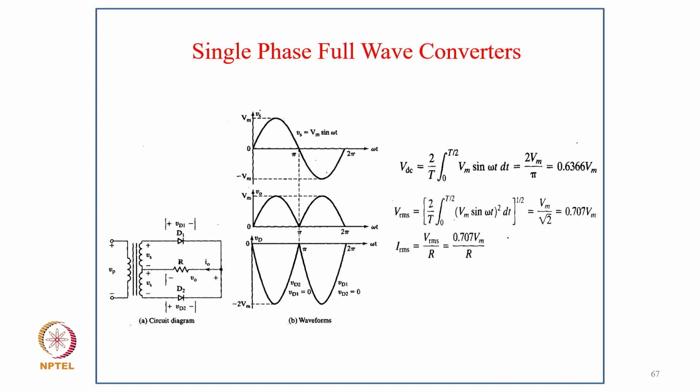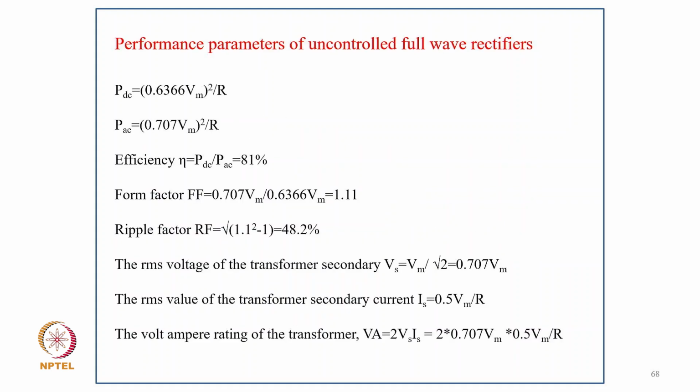and VRMS equal to root of 2 upon T, integral 0 to T by 2 of (Vm sin omega t) square dt, and that becomes Vm upon root 2, that is 0.707 Vm, and IRMS is VRMS upon R, that is 0.707 Vm upon R. And typically PDC equal to 0.6366 Vm square by R and PAC is 0.707 Vm square by R.